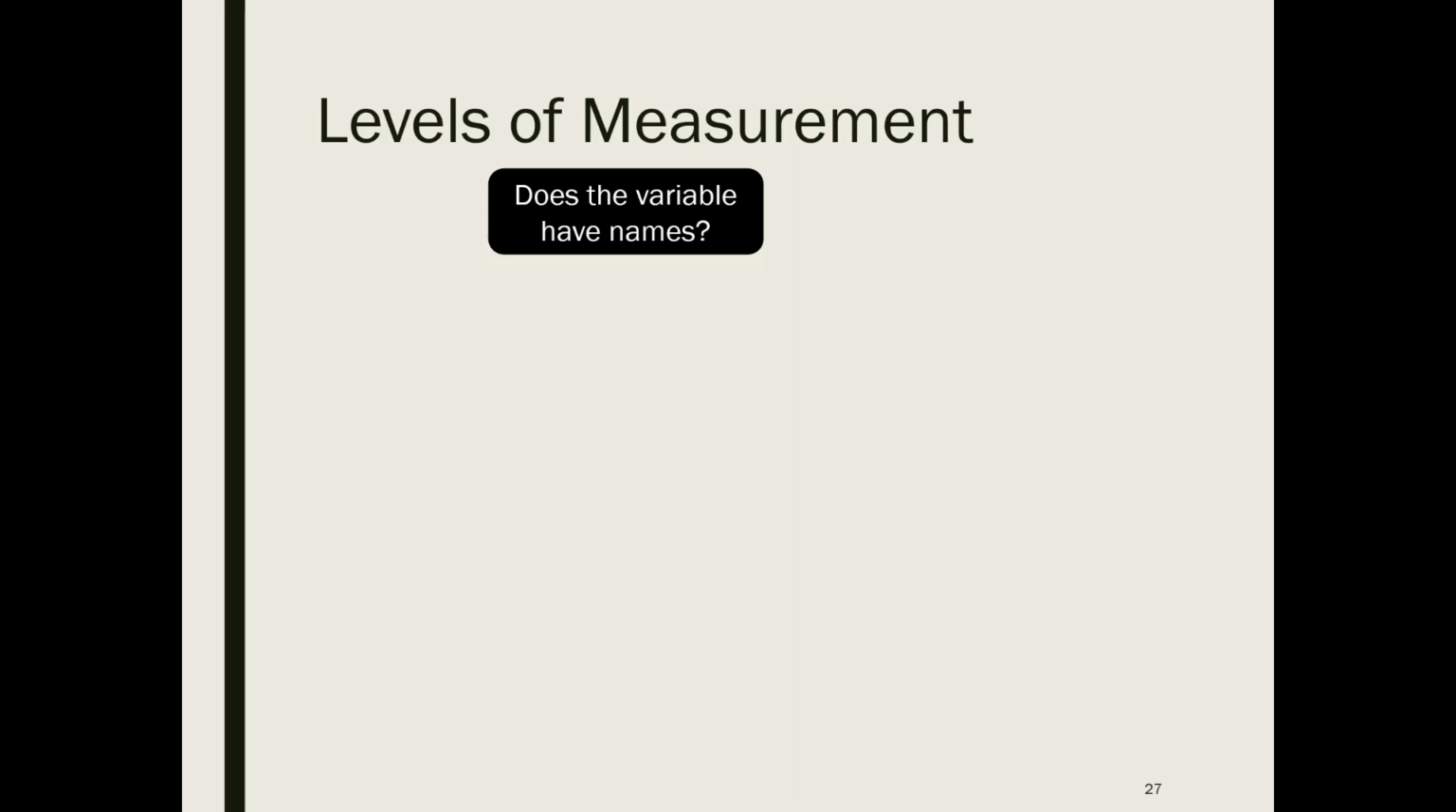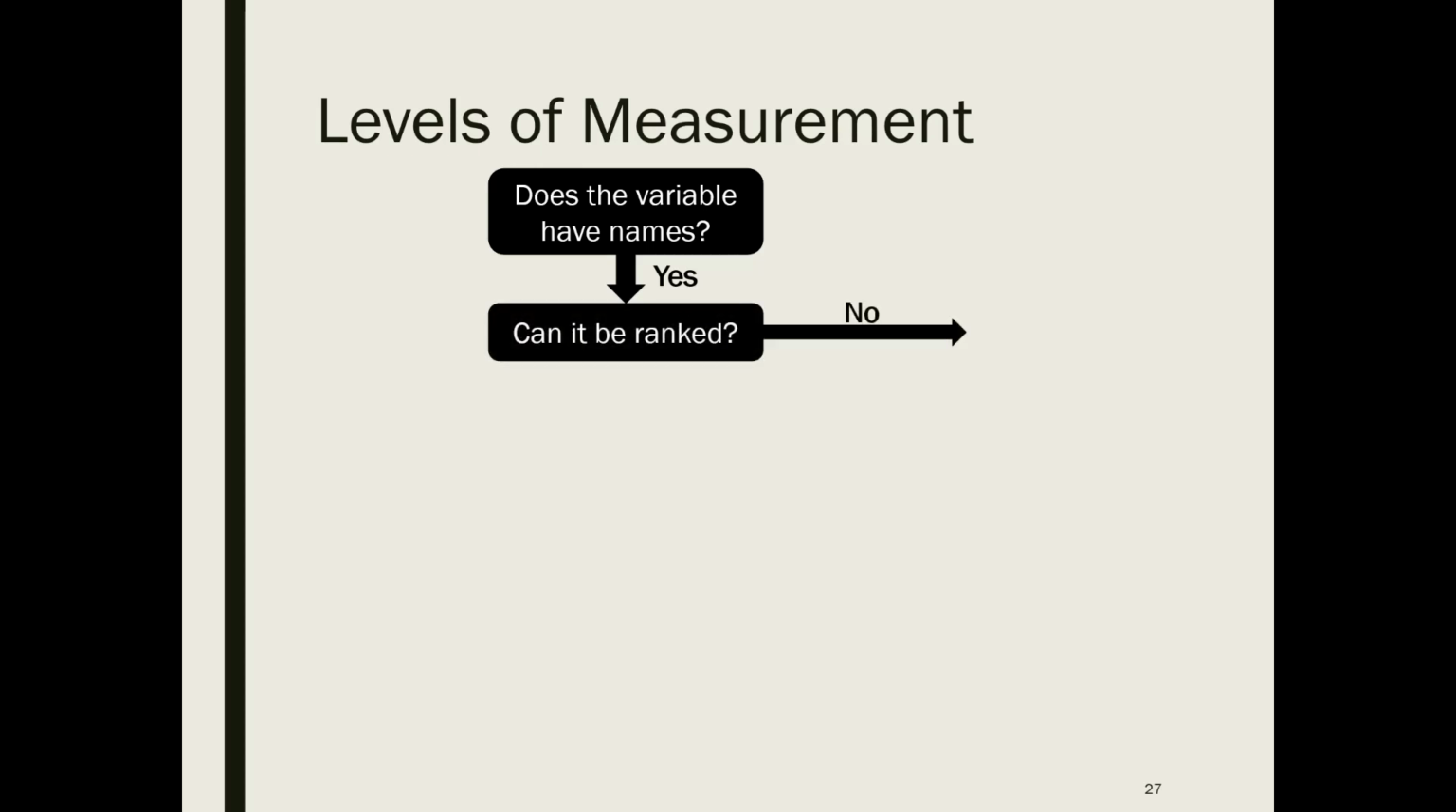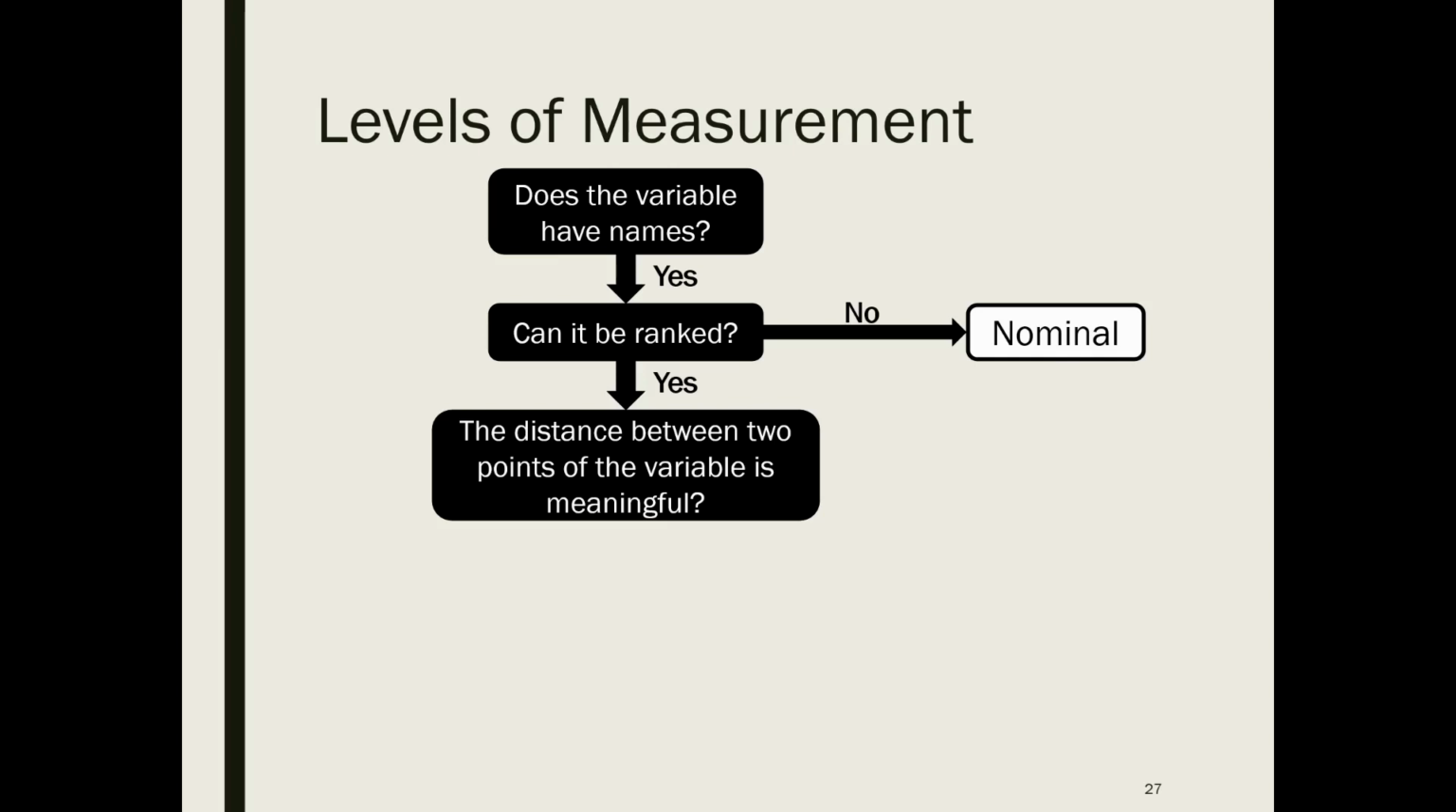Most likely, the way you categorize a variable as categorical or continuous, and whether it is nominal, ordinal, interval, or ratio, is to follow these steps. For example, does the variable have a name? Every variable has a name, so yes. Can it be ranked? No. If it cannot be ranked, it goes to nominal. Can it be ranked? Yes. Go to the next question: is the distance between 2 points of the variable meaningful? 1, 2, the distance is 1.